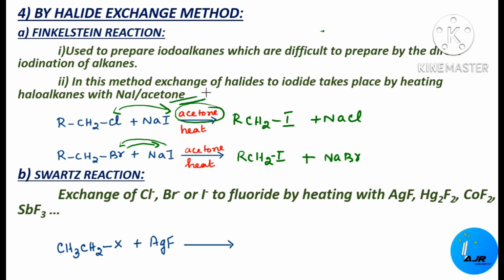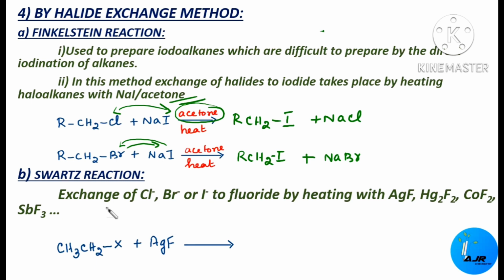Actually, the role of acetone is, see here we are getting the products NaCl and NaBr, and these are less soluble in acetone. Normally, if it is in the presence of water, they will dissolve easily, is it not? But in the case of acetone, they are less soluble. Since they are less soluble, these two byproducts can be easily precipitated and removed easily. So we can prevent the back reaction. In order to prevent the back reaction, we are using acetone. Understood, students? And the next methodology is Schwartz reaction.